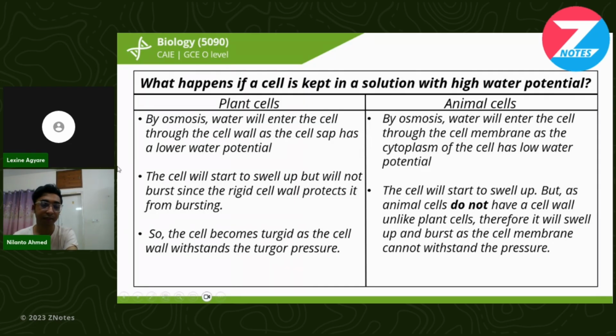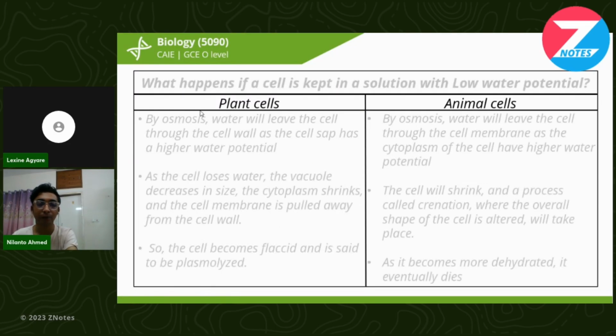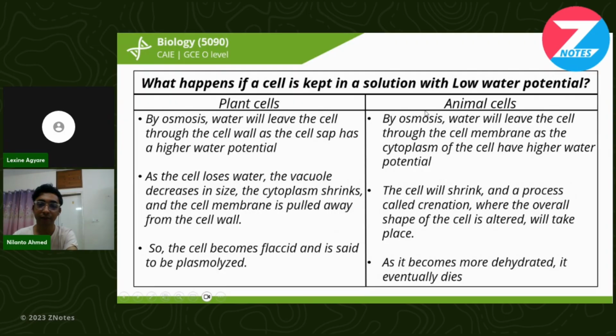But unlike plant cells, animal cells will eventually burst, as they do not have a cell wall and the cell membrane cannot withstand the turgid pressure. Now let's think of the opposite. What if a cell is kept in a solution with lower water potential, such as a concentrated salt solution? Now the opposite will occur, but it will occur differently for both cells.